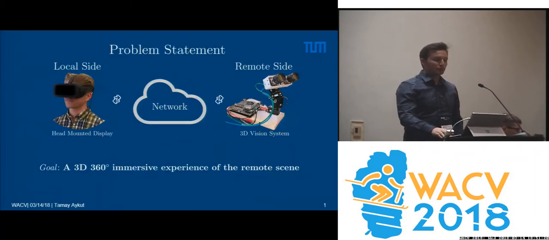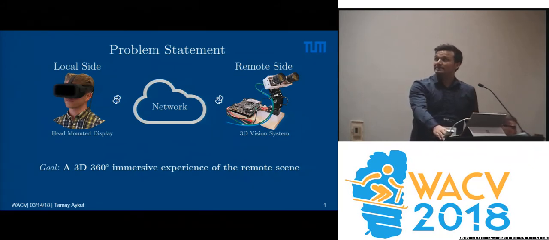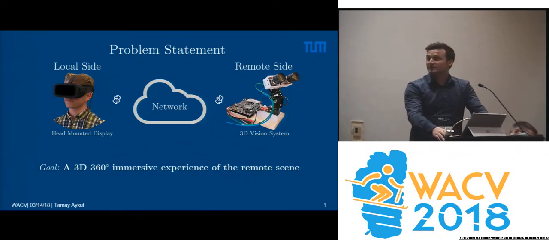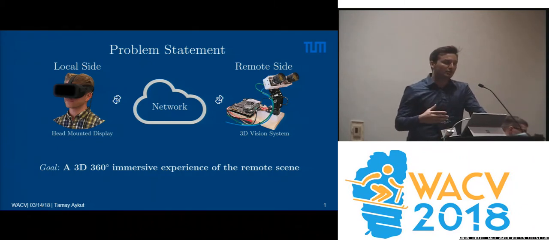So first of all, I want to motivate the problem we are trying to tackle. This is the scenario we are considering: the user on a local side wearing a head-mounted display, and on the remote side we have a 3D vision system, and in between we have the communication network. What we want is to provide a three-dimensional, 360-degree immersive experience of that remote environment.